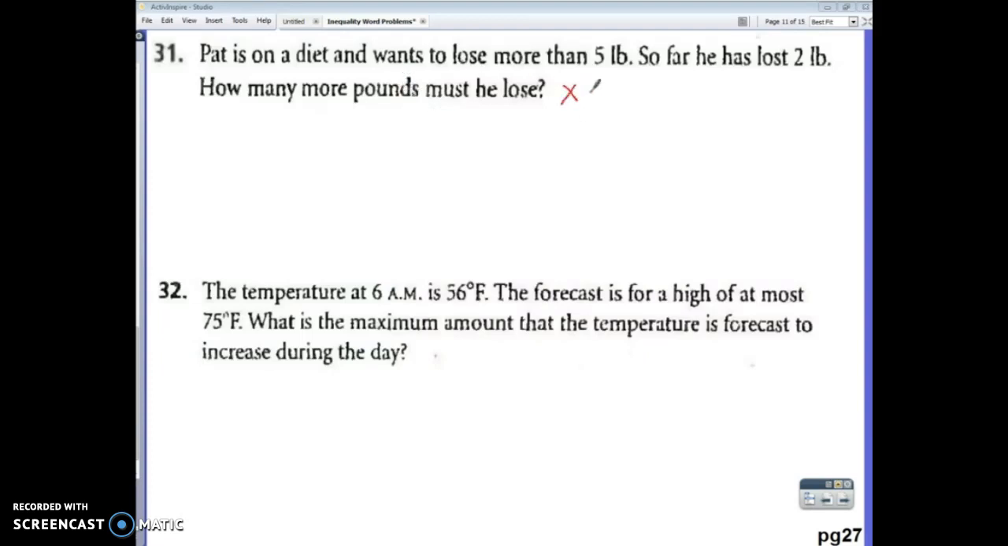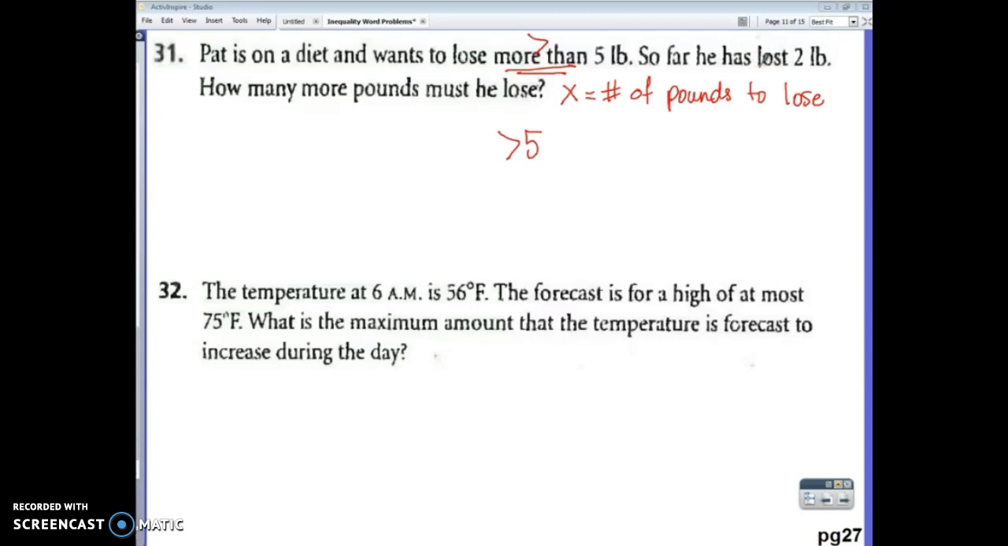So X represents the number of pounds to lose. So the key is understanding what word means what inequality. So he wants to lose more than 5 pounds. I need you all to start finding the word, underline it, and then put the symbol. More than 5 pounds. So I know it clearly looks like that. So far he's lost 2 pounds.